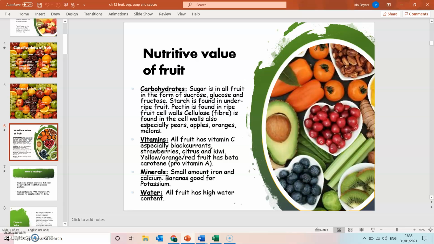Blackcurrants are a very high source of vitamin C, and strawberries. And then you have your citrus fruits as well. And then the yellow, orange and red fruits have vitamin A in them, and that's actually what gives them their colour. Small amounts of iron and calcium then is your minerals. Bananas have potassium and water.